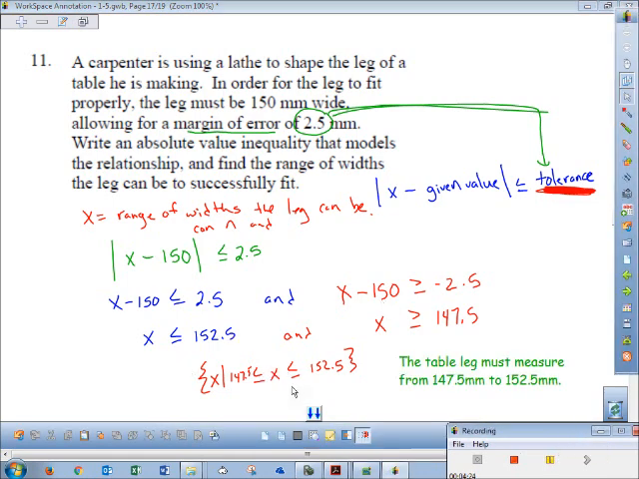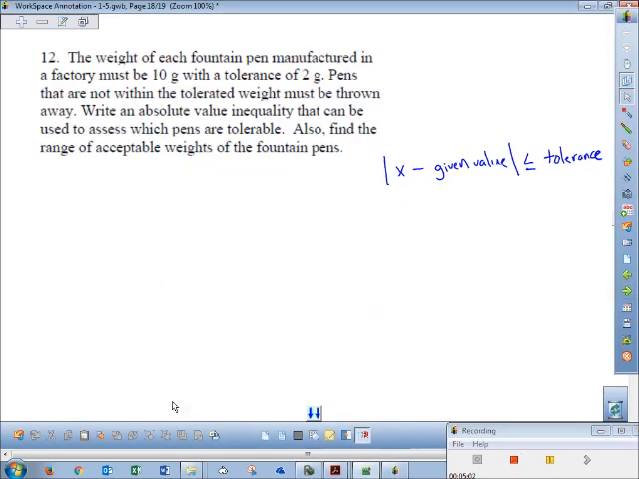X is what we're talking about, and it's the table leg. So the table leg must measure from. From is a good word because from means you can include that, has equal to bars. If you didn't, you'd use the word between. Between means these boundaries don't count. From means they do count. So the table leg must measure from the smaller boundary to the larger boundary, and then the labels were in millimeters. So again, it was a pretty obvious situation. You didn't need to set up an absolute value inequality to figure that out mentally, but that's what these problems are all about, so let's do it again.